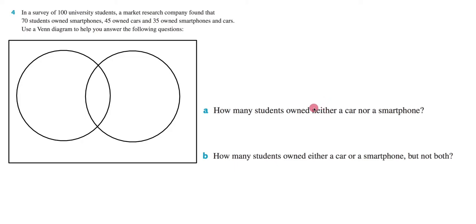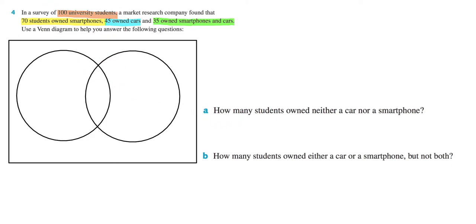Okay, so we're in exercise 9D and we're doing question 4, which reads: in a survey of 100 university students, a market research company found that 70 students owned smartphones, 45 owned cars, and 35 owned smartphones and cars. Use a Venn diagram to help you answer the following questions. And here are the questions. But before we get stuck into these questions, let's create our Venn diagram.